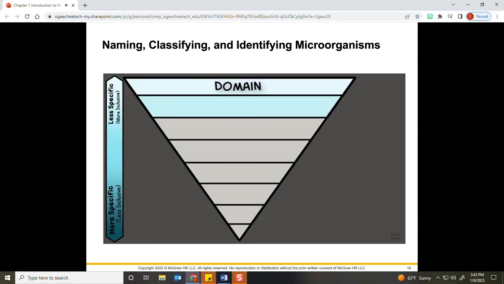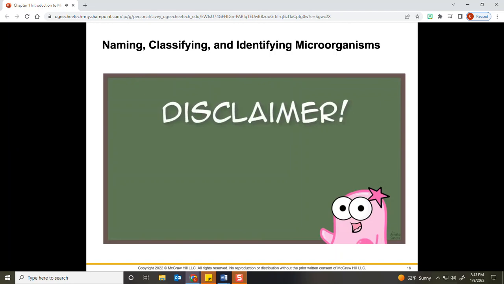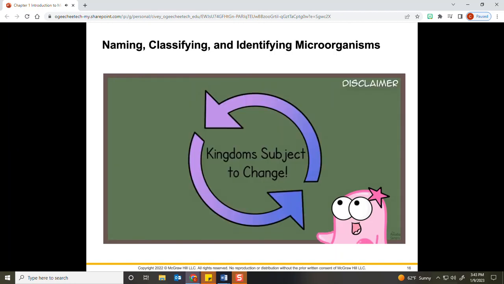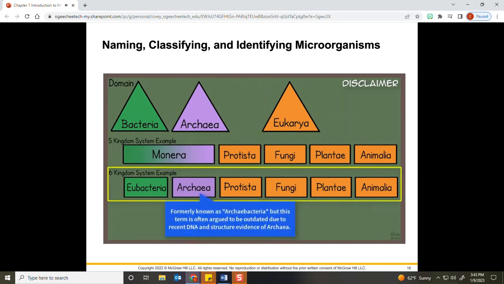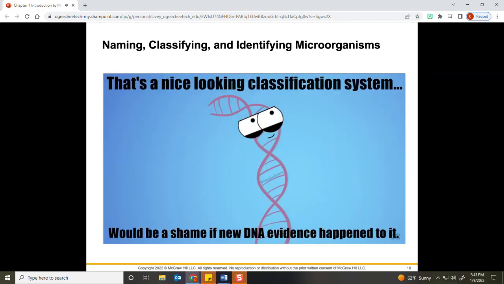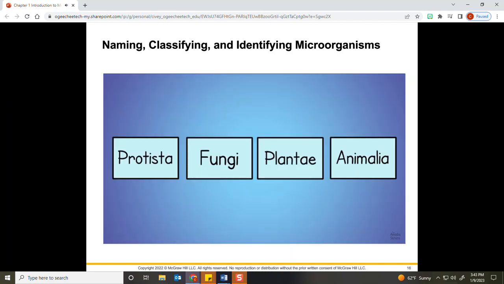So the next level, less inclusive and more specific than domains, is the level of kingdom. Now here is the big disclaimer about kingdoms. Its organization is often changing, and it's not even something that all scientists agree on. We've seen a 5-kingdom system that looks like this, and a 6-kingdom system that looks like this, and it's important to understand it's a changing view as we learn more about DNA and cell structure evidence. That's what makes classification so exciting. But if we focus on these eukaryotes, let's touch on them briefly.